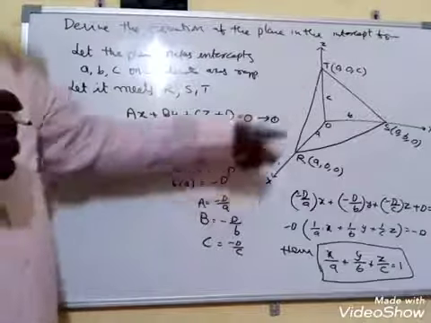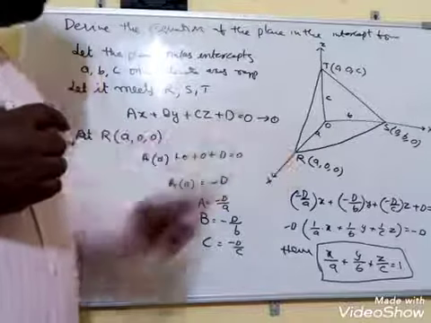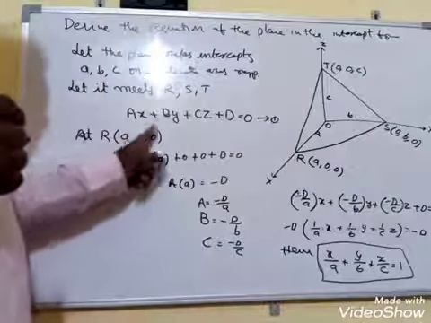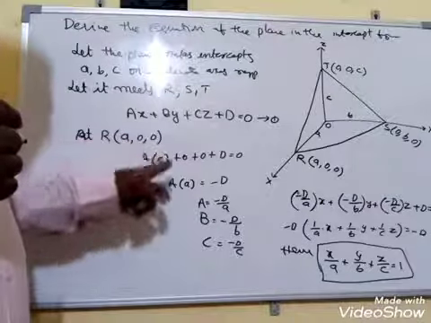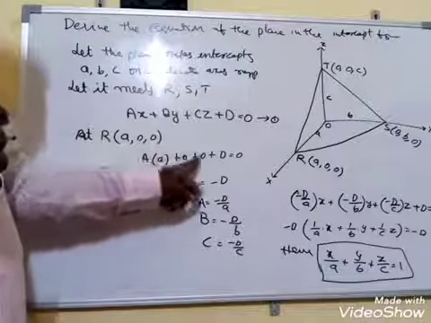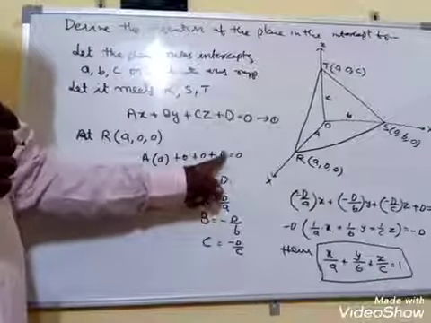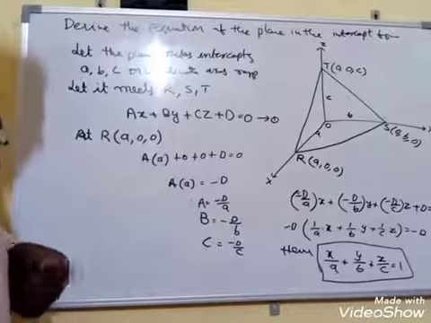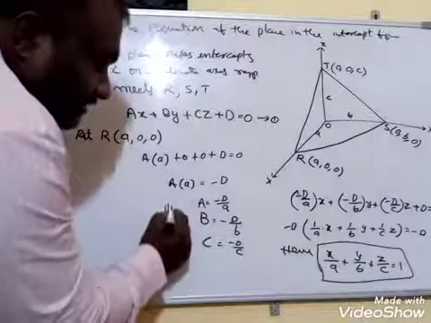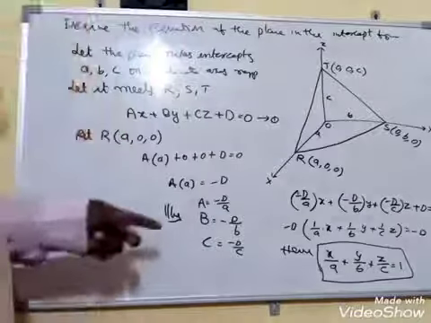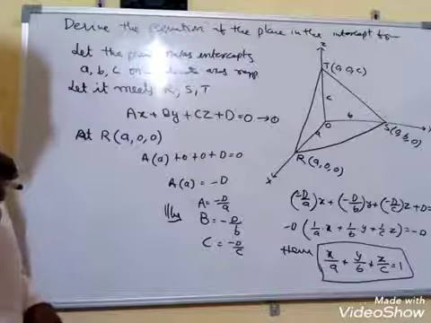Now the plane meets the coordinate axes at R, S, T. Substituting the coordinates of R, (a,0,0), in the equation of the plane: a into a plus 0 plus 0 plus d is equal to 0. Therefore a into a is equal to plus d. Taken outside, it becomes -d. Now a is equal to -d/a. Similarly, at S we get b = -d/b and c = -d/c.